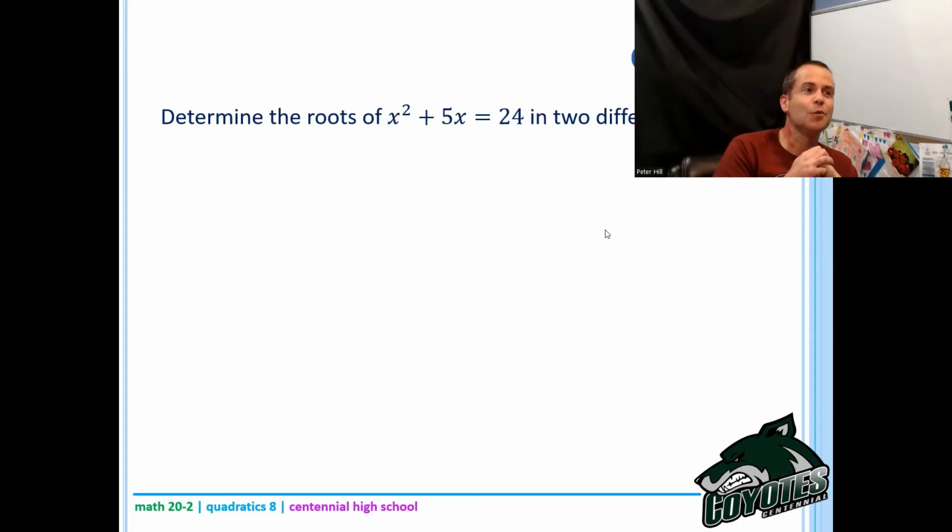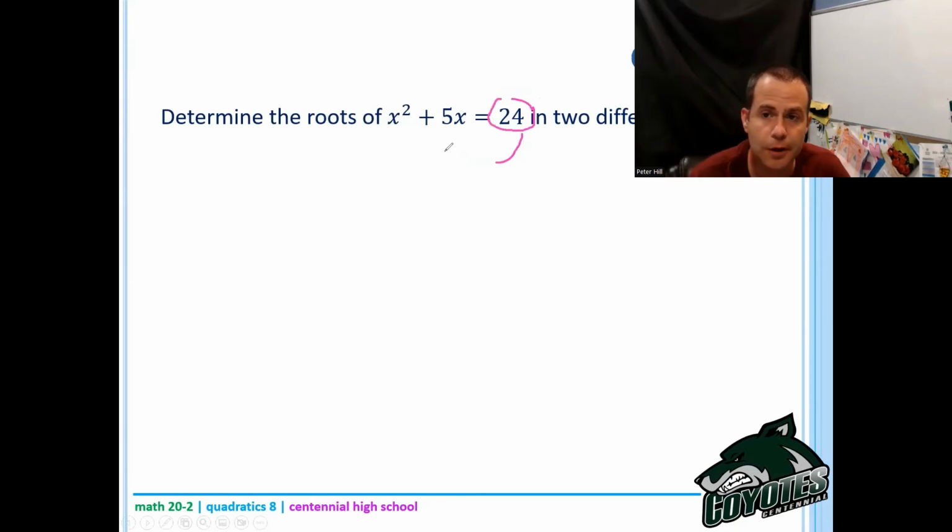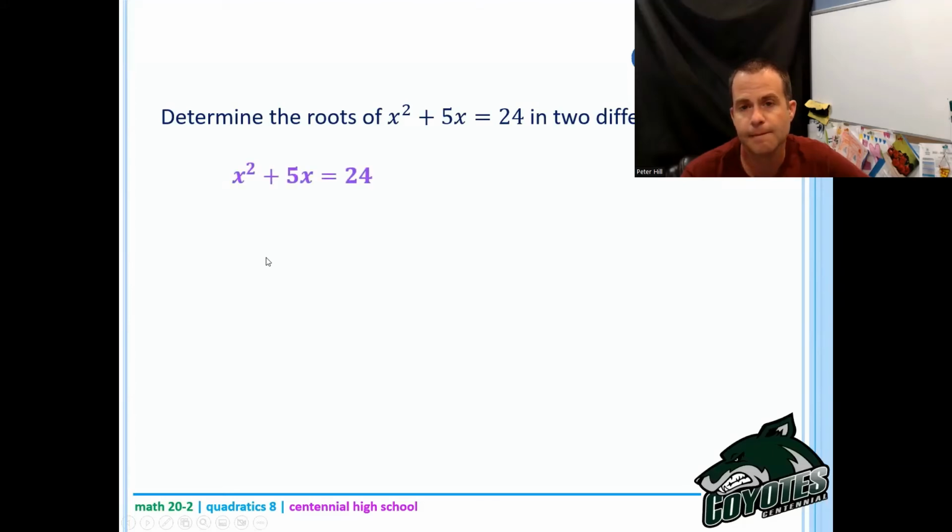Way number 2, I'm going to bring that 24 over to the other side. So I'm going to take this 24, head over here, and call that x squared plus 5x minus 24, and graph that and look for the x-intercepts. So there's the two ways I've just described. You should be pausing me and trying each way and comparing pictures.